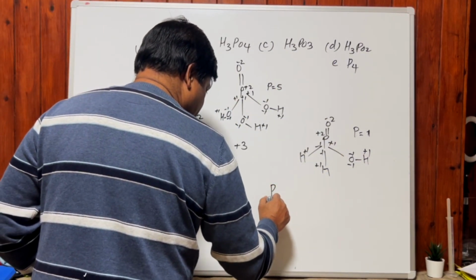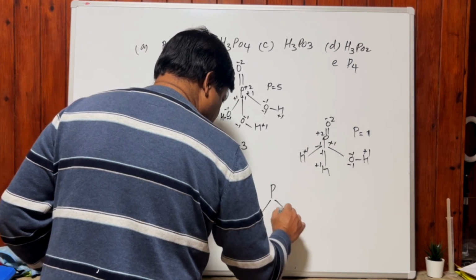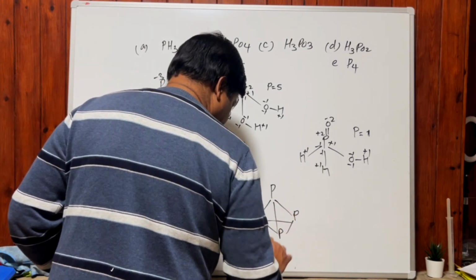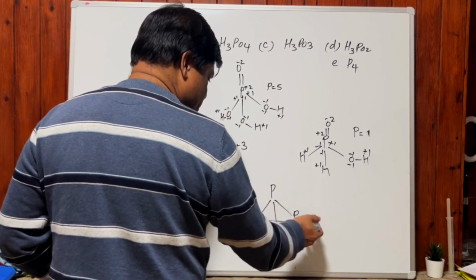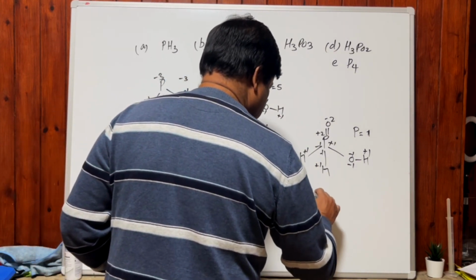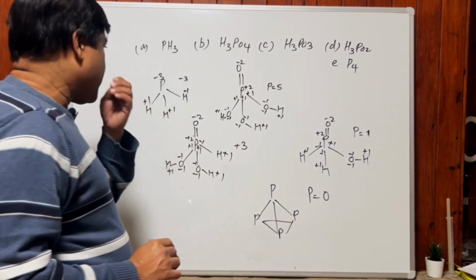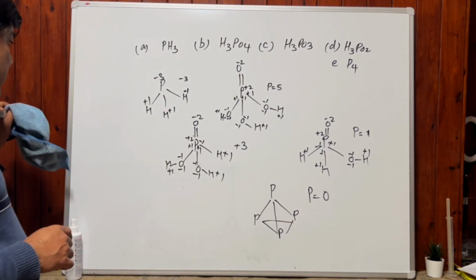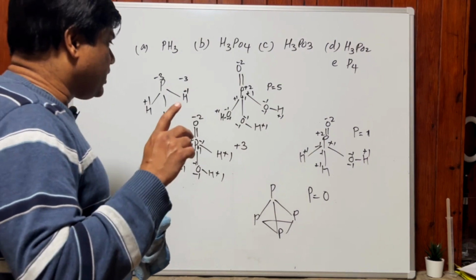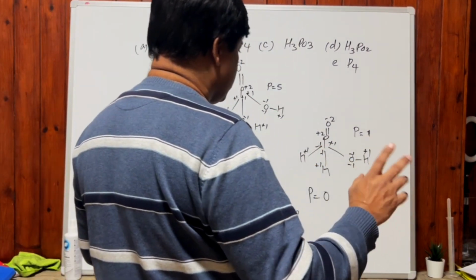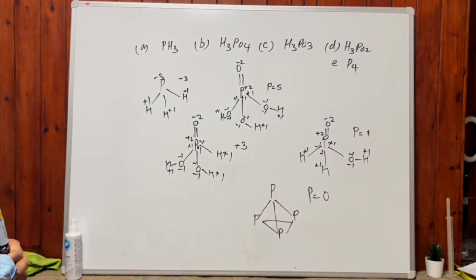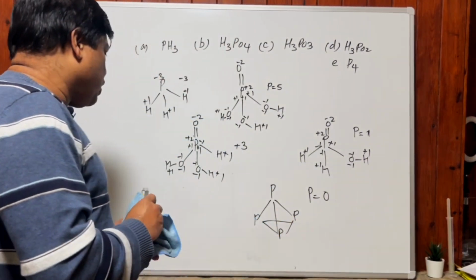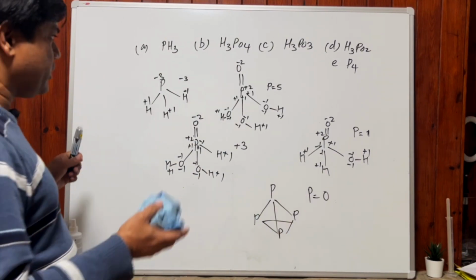Phosphorus is like a tetrahedral molecule, P4. Look at that: no electronegativity difference, 0, 0. So phosphorus equals 0 here. Now we will see the oxidation state of nitrogen in NO2, carbon in CO2, and carbon in carbon tetrachloride.